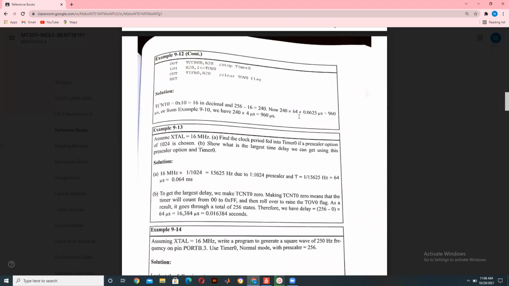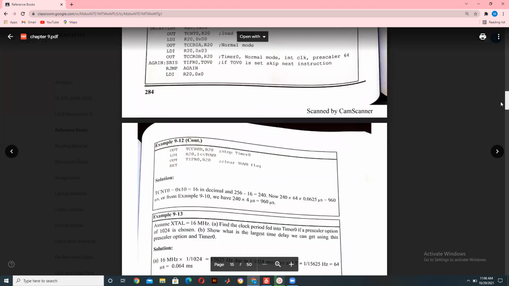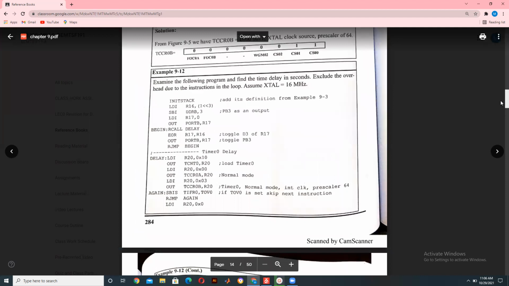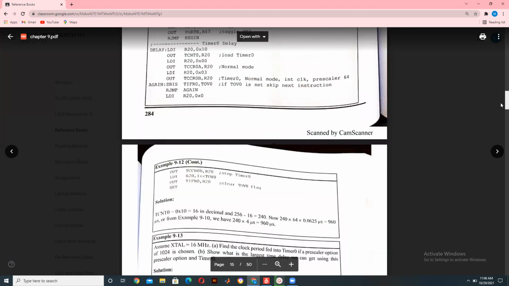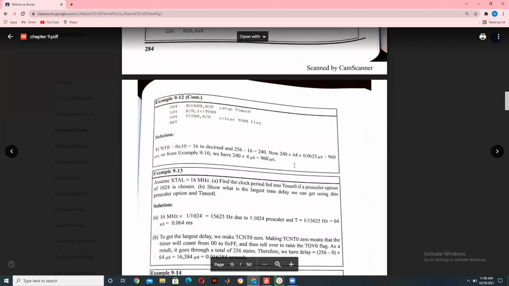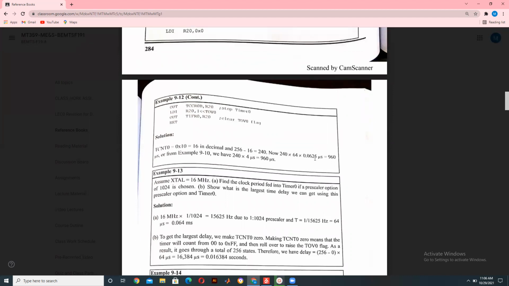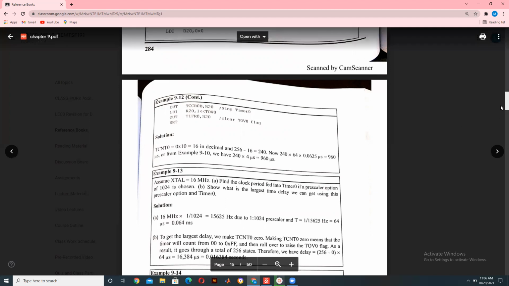240 is multiplied by 64 and multiplied by 0.0625, because we have a prescaler of 64, and the 0.0625 comes from 16 MHz. So it is 960. For this 960, we have 240 multiplied by 4 times 1 millisecond to get 960. So 4 cycles are completed.